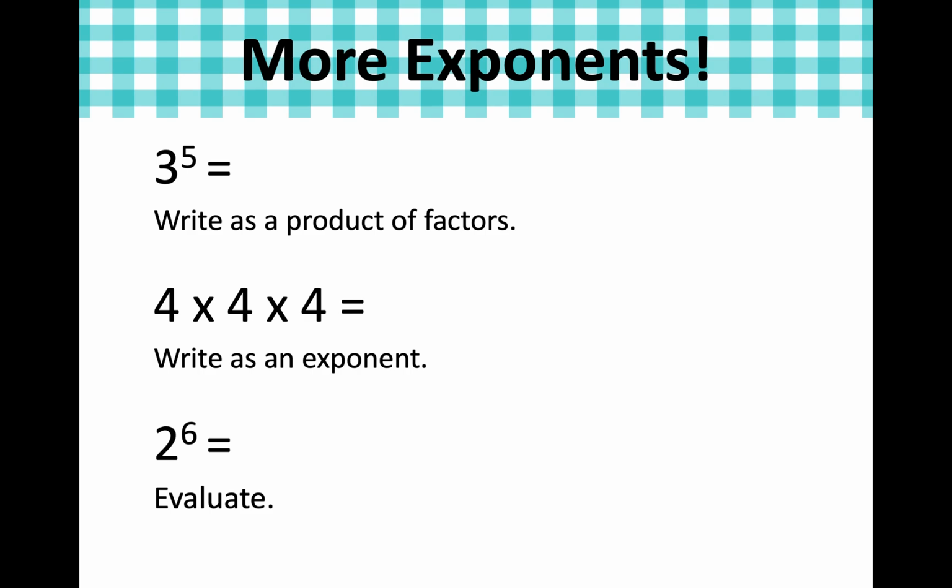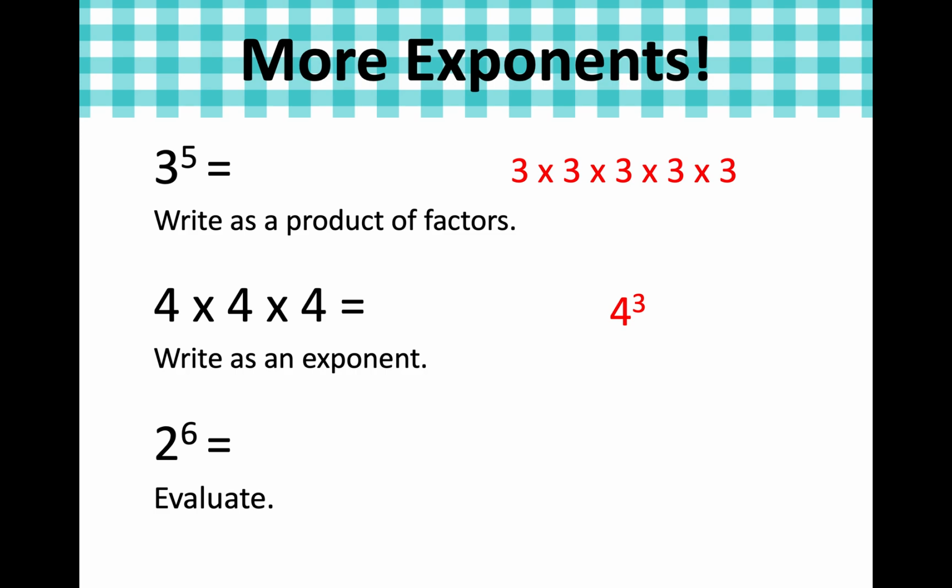So more exponents. This one says write as a product of factors. So all that means is that it wants you to do for 3 to the 5th is write it out as a product of factors. Factored out, 3 times 3 times 3 times 3 times 3. Now this time it says write as an exponent. So that means I'm going to take my 4s. I'm going to count how many times I multiply it by itself. 1, 2, 3. 4 is going to be the base. 3 is going to be the exponent. 4 to the 3rd power, or 4 cubed.